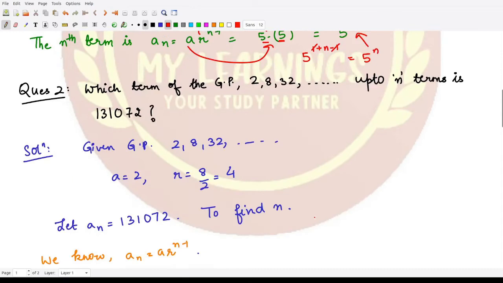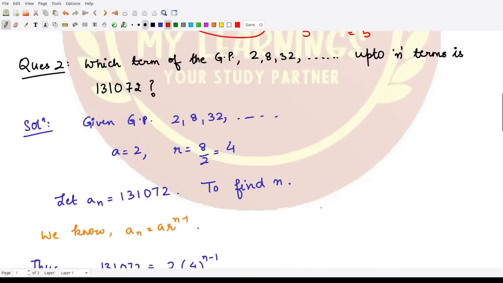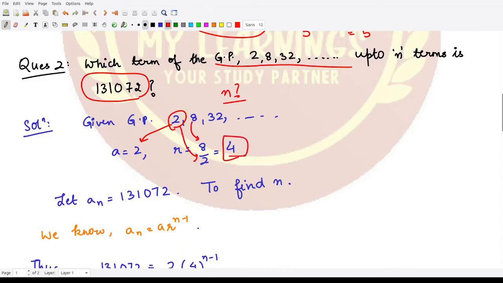Let's move on to the second question. In the second question, the given GP is 2, 8, 32 and so on. We need to tell which term of the GP is 131072. So what is the value of n here? We need to determine this. So clearly 2 is your first term. The common ratio is obtained when you divide the second term by the first term. The second term is 8 and the first term is 2, so the common ratio comes out to be 4.